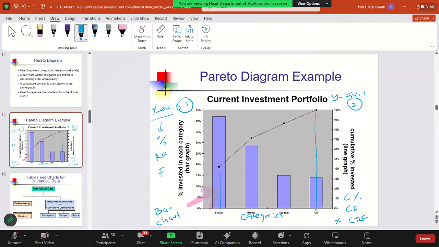right? Now you can understand that, right? So which is the most popular type of investment portfolio, and how many people have invested in both the stocks and the bonds, right? So how many people have invested in the least famous type of investment mode? So likewise, we can make many inferences based on the Pareto diagram, for example.